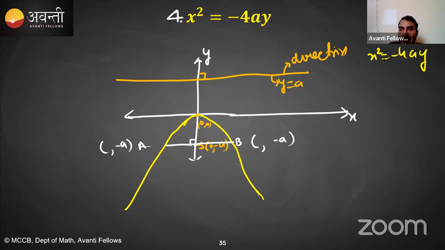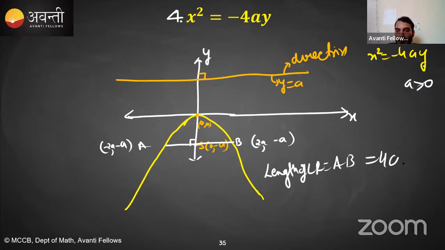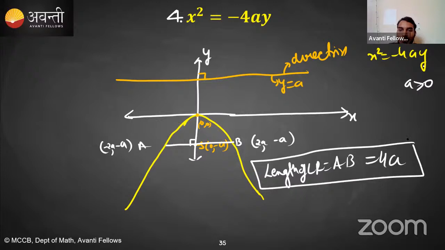Put minus a in the y here, so you will get x square equal to 4a. So x कितना आ गया, 2a and minus 2a. So this is minus 2a and this is 2a. a हमेशा हम पॉजिटिव मान के चलते हैं, ओके, इसमें कोई गलती मत कर देना. सो लेंथ ऑफ लेटस रेक्टम कितना आ गया, AB. Length of latus rectum is equal to AB, which is 4a. क्लियर?